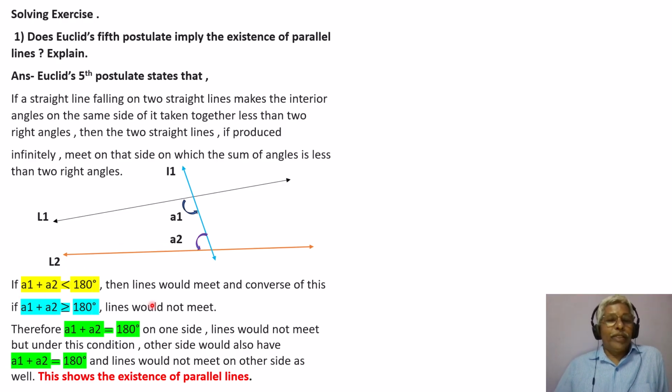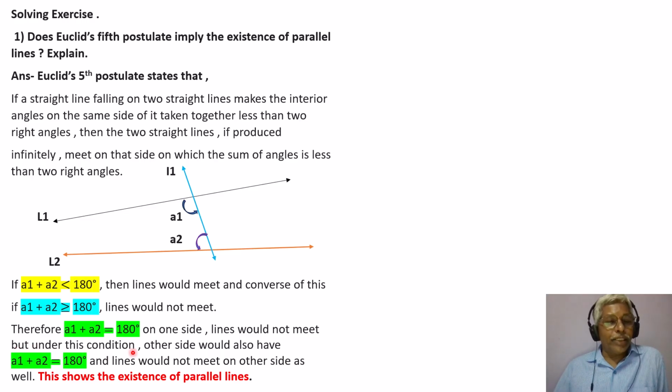Now, a very good argument and a very good explanation here. Go through this. If A1 plus A2 is less than 180, then the lines would meet. And the converse of this is that if A1 plus A2 is greater than or equal to 180, they will not meet. So if these are less than 180, they will meet, but in this case it's greater than or equal to 180, so they will not meet. Therefore, out of these two conditions, we are taking only one condition: A1 plus A2 is 180. We are dropping the greater than 180 case. A1 plus A2 is 180. On one side, the lines would not meet.